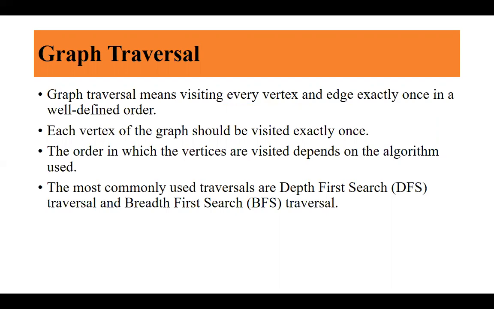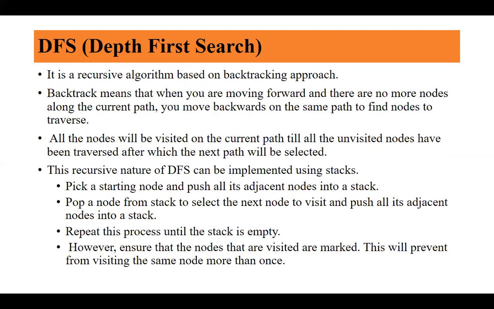The most commonly used traversals are depth first search and breadth first search traversals. Remember one thing: depth first search traversal always uses a stack as a data structure, and breadth first search always uses a queue as a data structure for traversal, right? So the intermediate data structure used for DFS is a stack, and the intermediate data structure used for BFS is a queue. So let us look at depth first search traversal of the graph.